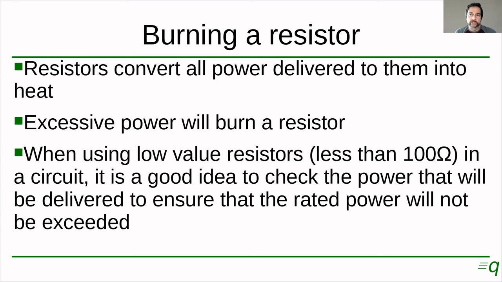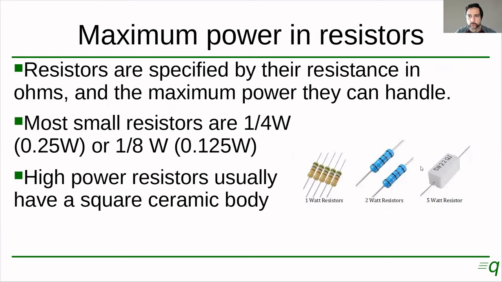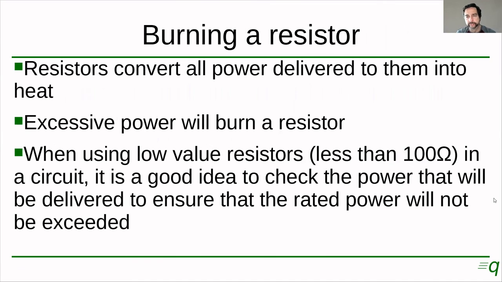On a previous slide, we saw that when we apply 5 volts to a 100 ohm resistor, it's going to be dissipating 1/4 of a watt. Because that's the limit that a small resistor can handle, whenever you have 100 ohm resistors or less, it is a good idea to check the power that you're going to be delivering to it to ensure that you're not exceeding the maximum power. If you're exceeding the maximum power, you would have to use a power resistor like these big ceramic square ones that I was showing here.